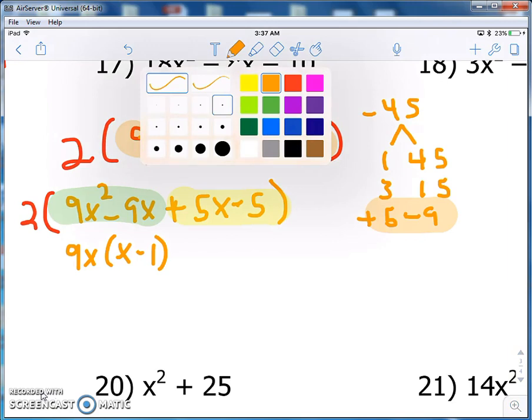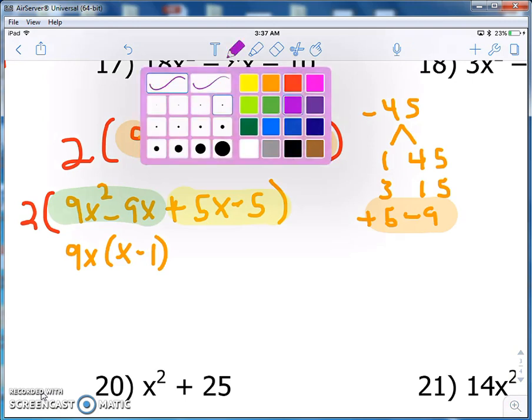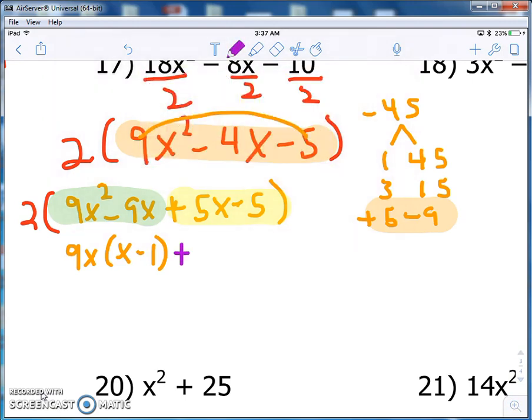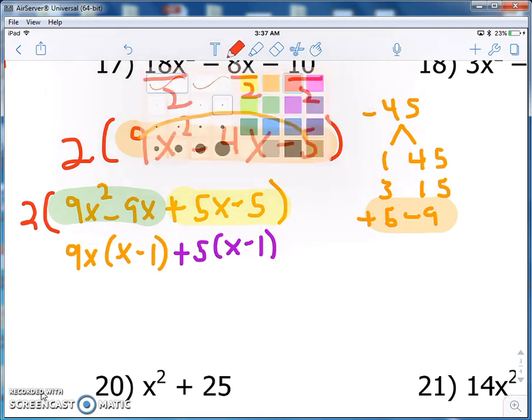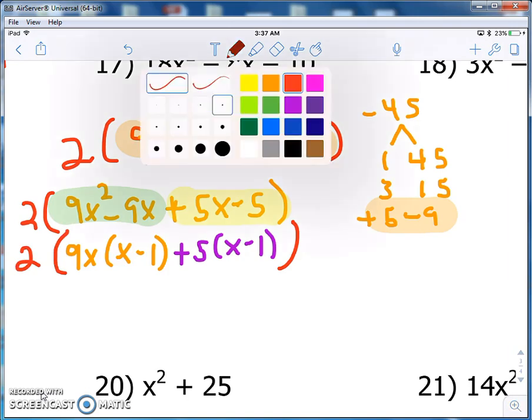In that second group, I'm going to take out the 5, and I get x minus 1, so that's good news. We have a common parentheses. Now don't forget that 2 is still there, so I'm going to round up all this with that 2. And then I'm ready for my final factorization.